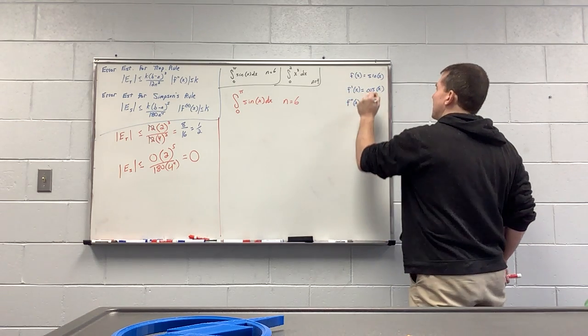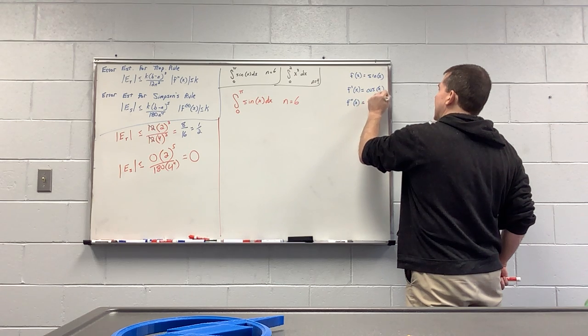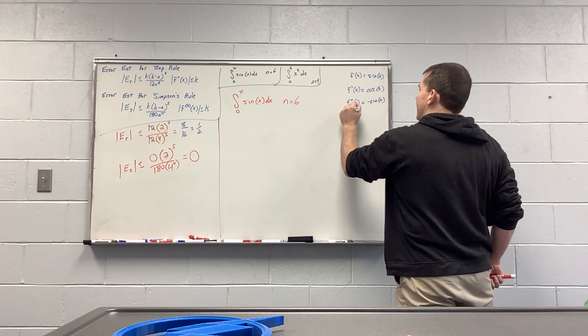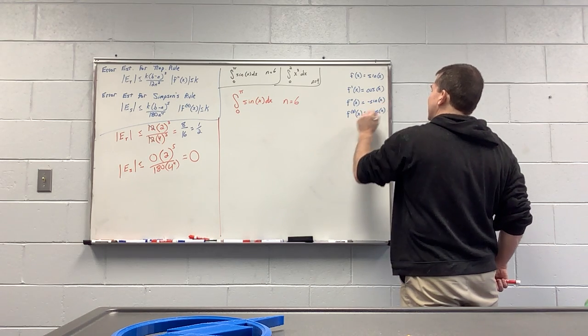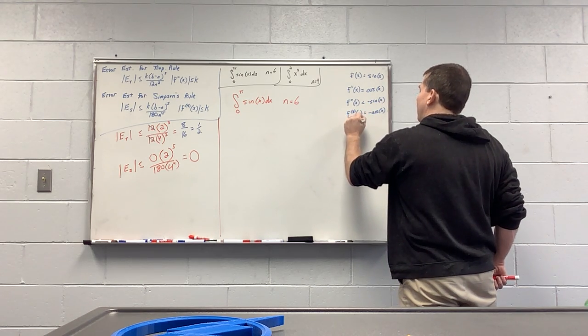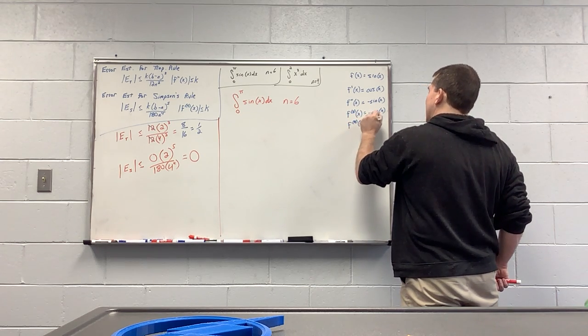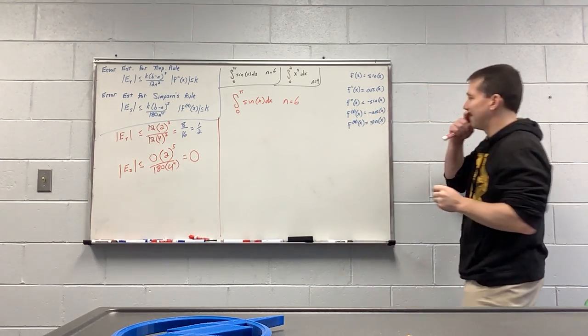Second derivative, derivative of cosine, is negative sine x. Third derivative, derivative of negative sine, is negative cos x. Fourth derivative, derivative of negative cosine, is positive sine x.